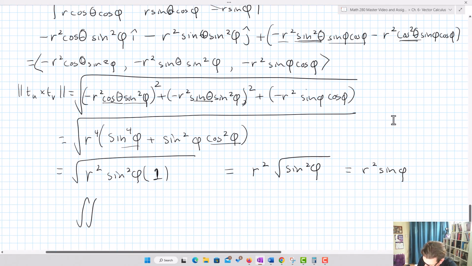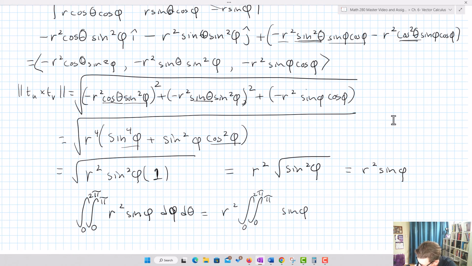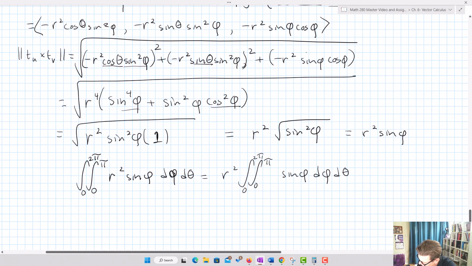So my integral is going to be from 0 to pi, and then 0 to 2 pi, and this will be r squared sine phi, d phi d theta. And that's going to be r squared then, the double integral, 0 to 2 pi, 0 to pi, sine phi d phi d theta, and so that's going to be r squared. We'll take the first, that 0 to pi, okay? And this is going to end up being negative cosine phi evaluated from 0 to pi.